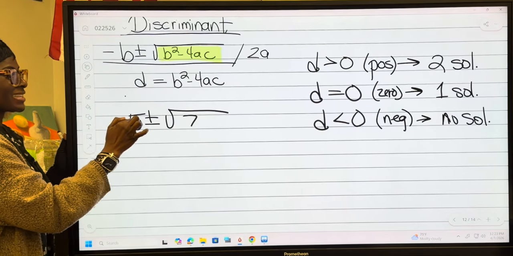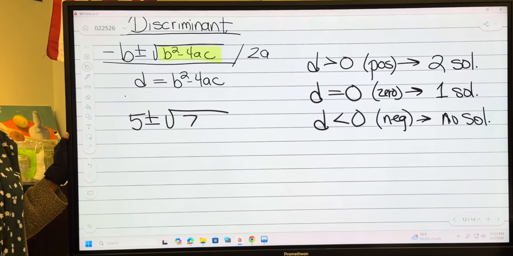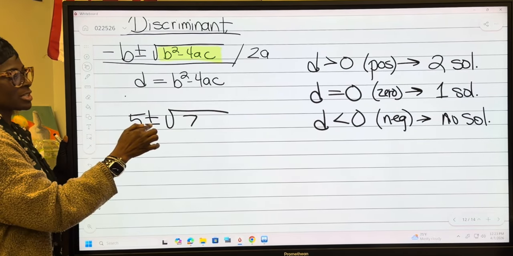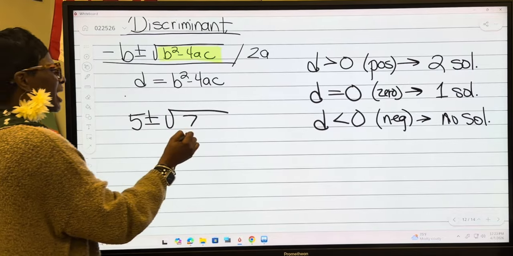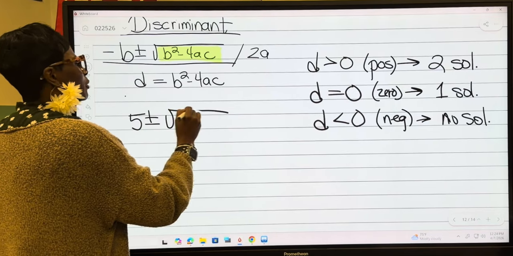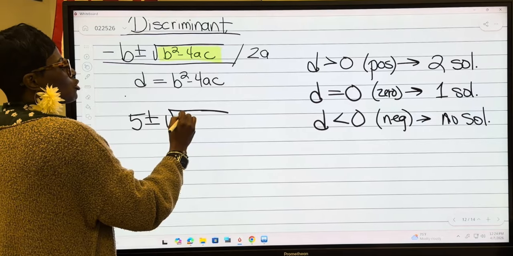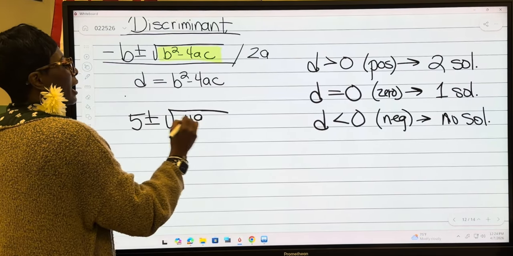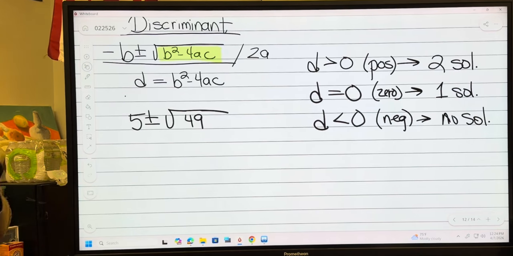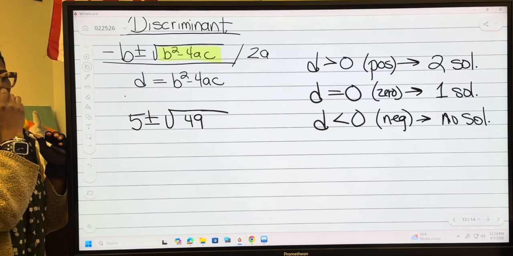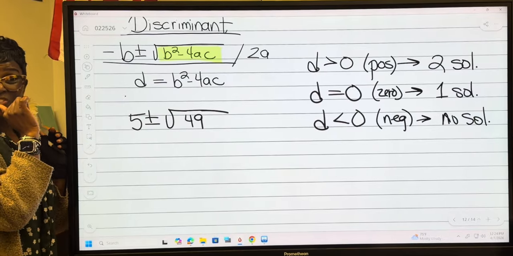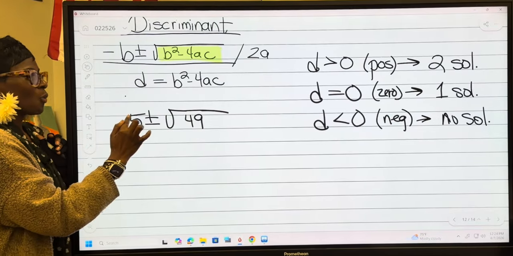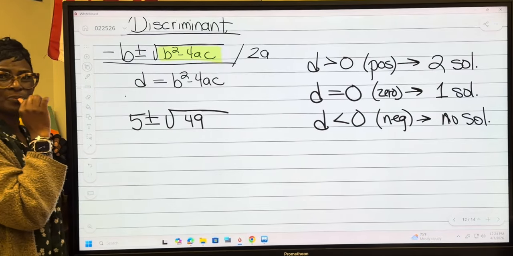if I take a 5 and add it to it, that's going to give me one thing. And if I take a 5 and subtract that number, that's going to give me something different. Is it going to give you the same thing or two different things? Two different things. Matter of fact, let's look at something you can better relate to. Let's say I gave you the square root of 49. That's a positive number, right? Okay, work with me. What's the square root of 49? 7. What's 5 plus 7? 12. What's 5 minus 7?